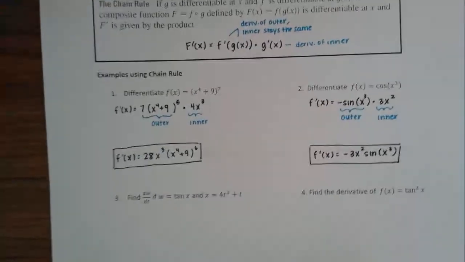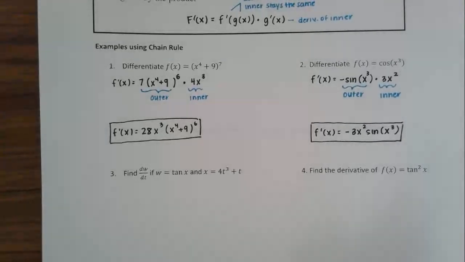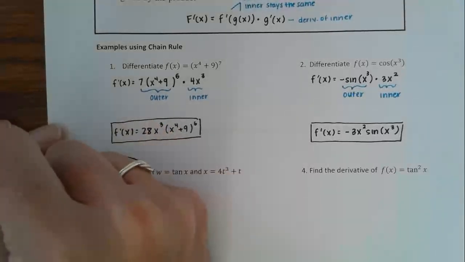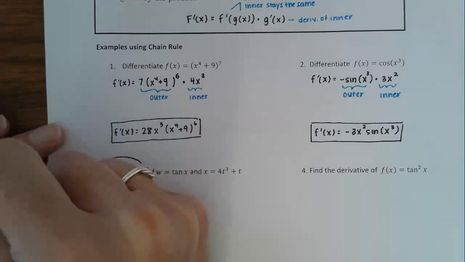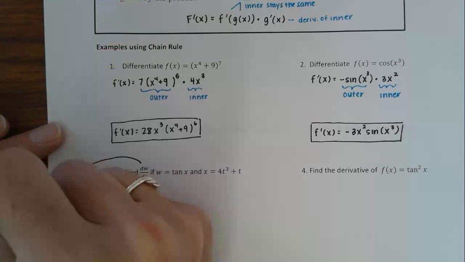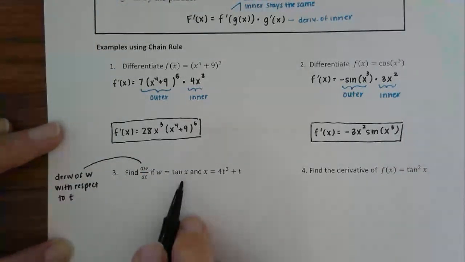All right. So example 3 is asking us to find dw dt. So remember that this is taking the derivative of w with respect to t. And we're told that w is equal to tan x and x is equal to 4t cubed plus t.